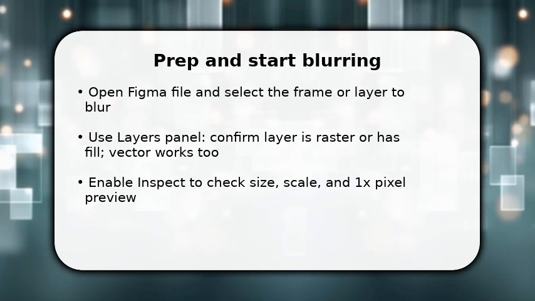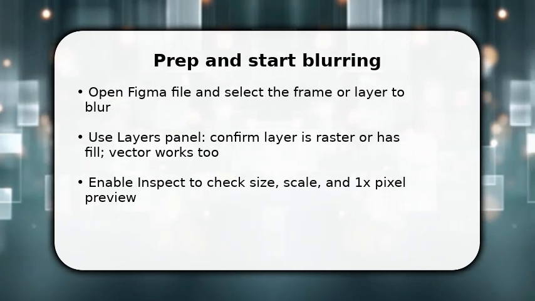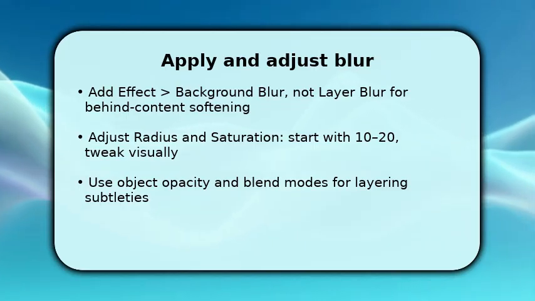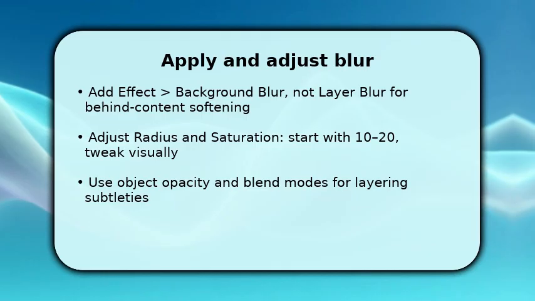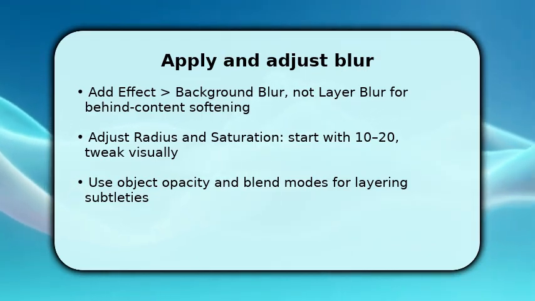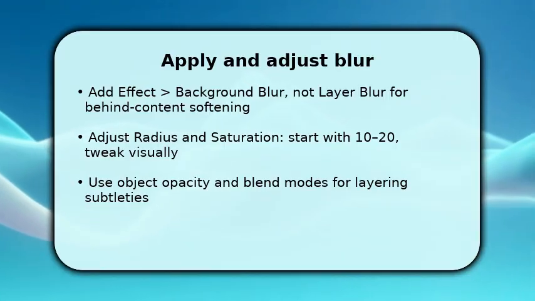You'll add a background blur effect from the Effects menu and immediately see it sample whatever sits behind your selected shape. That's why you choose Background versus Layer Blur. Adjust the radius to control softness. Start around 10 to 20 and increase until the background reads as intentionally out of focus rather than smeared.